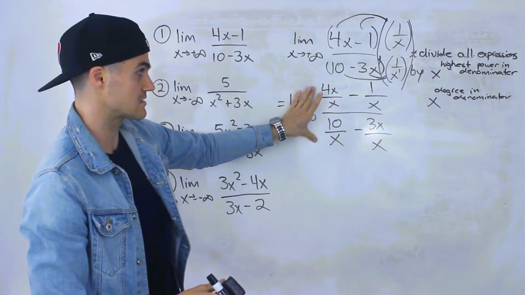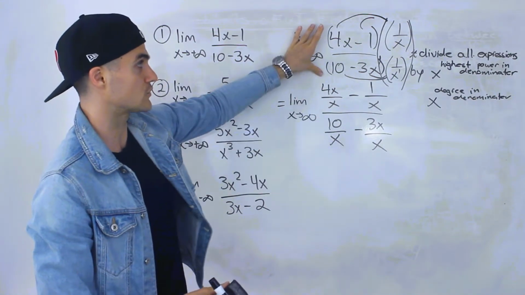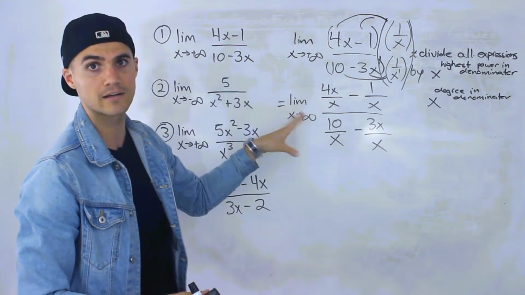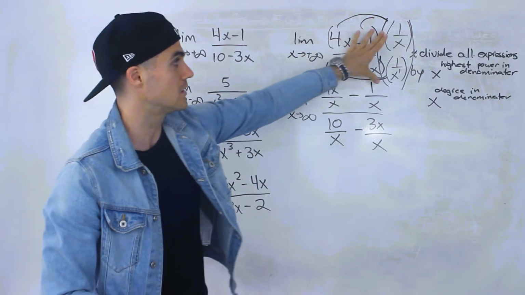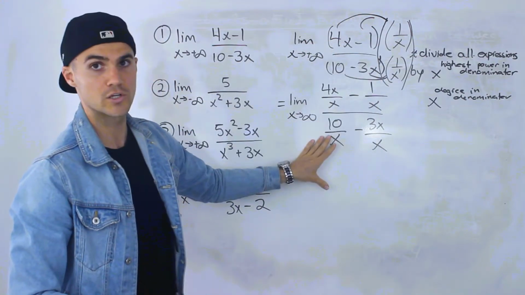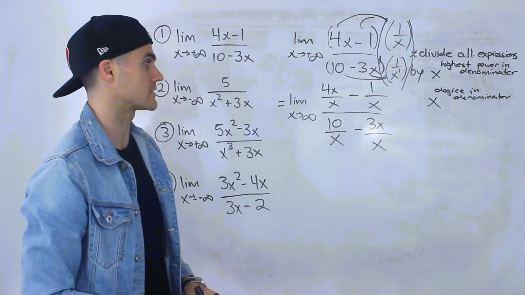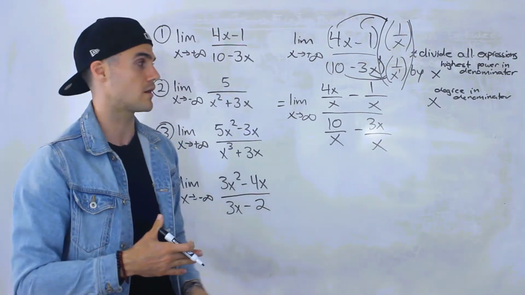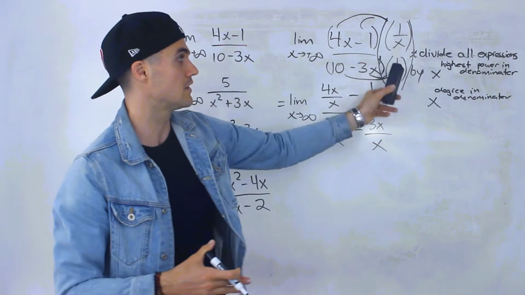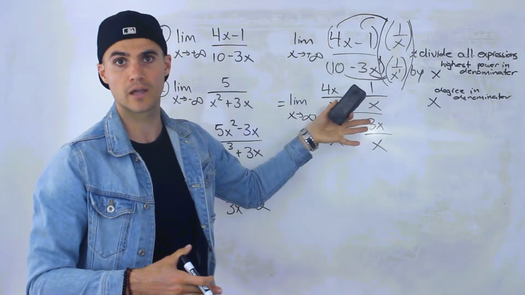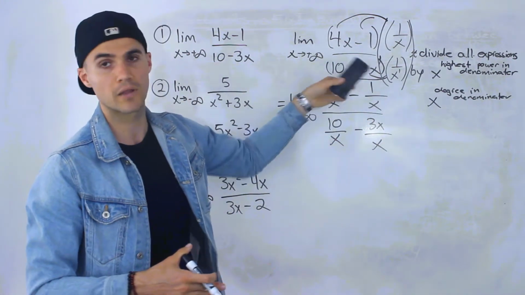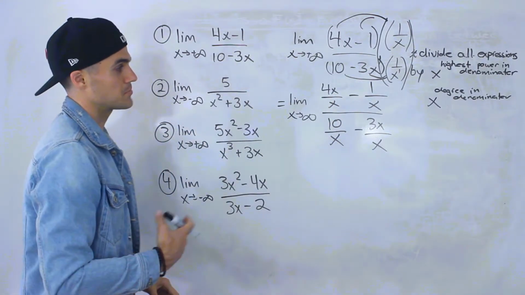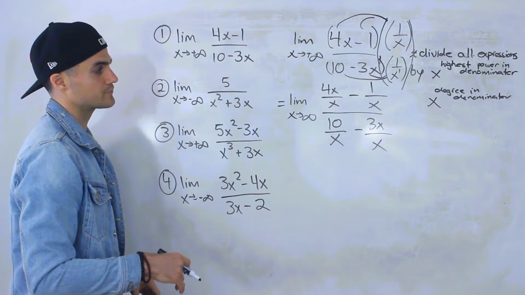So this is actually equal to 4x minus 1 over 10 minus 3x. This and this are the exact same thing, because we just multiplied it by 1, which changed its format. It's similar to when we were doing rationalization with limits, where we were multiplying by 1. When we multiplied by the conjugate, for example, we were still keeping that same expression. It was just in a different format.